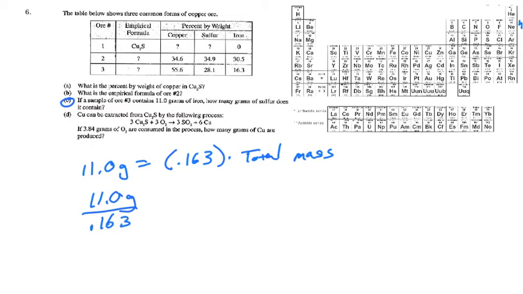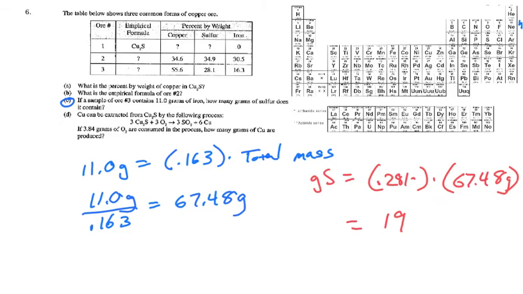0.163, and that'll come out to be my total mass, which is 67.48. Alright, so now all I have to do is multiply my total mass by the 0.281 of sulfur, and that should tell me how much it contains. To find my grams of sulfur, I multiply my 0.281 times the total mass. It comes out to be about 19. And everything else in the table looks like it has 3 sig figs, so I'm going to go with 19.0 grams.